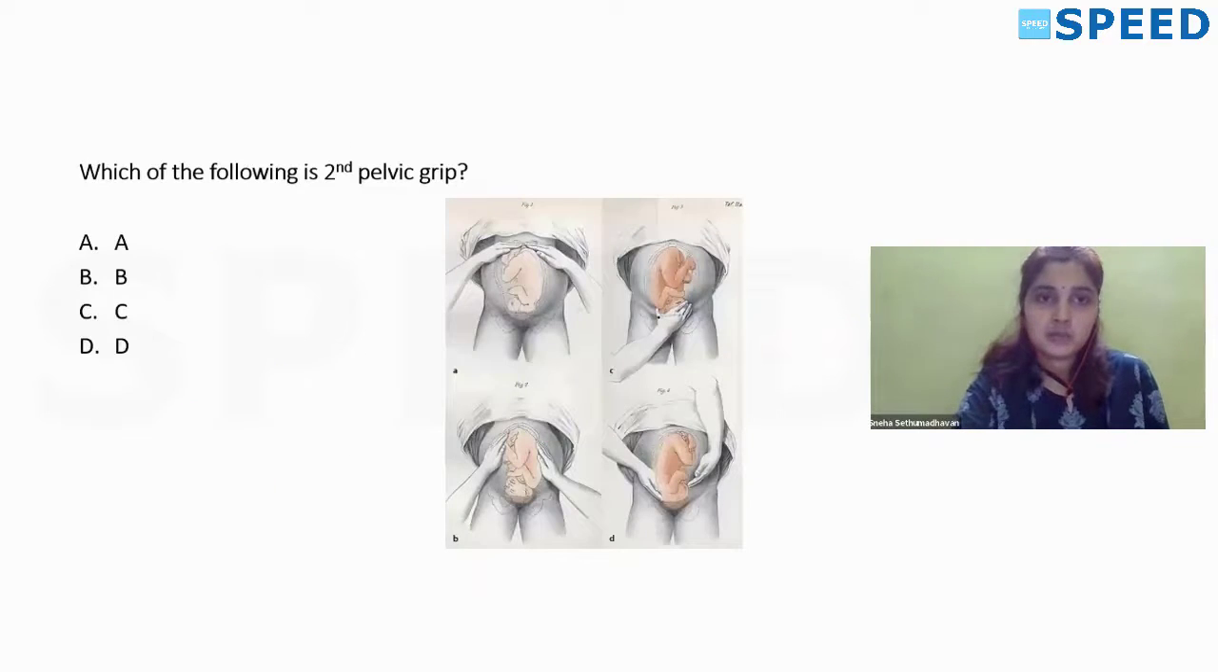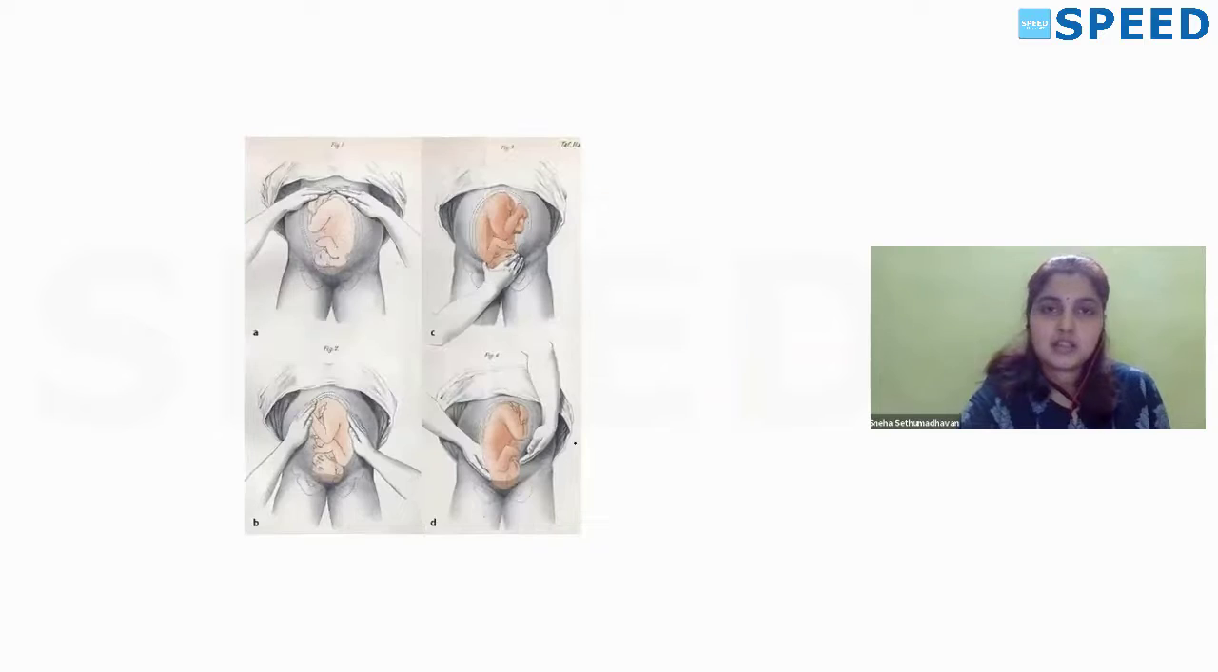All right. So the next question, which of the following is the second pelvic grip? Your options are A, B, C, and D. So this is the basics of obstetric examination, and we call this Leopold's maneuvers. Something that we do day in and day out in obstetric OPD, isn't it?